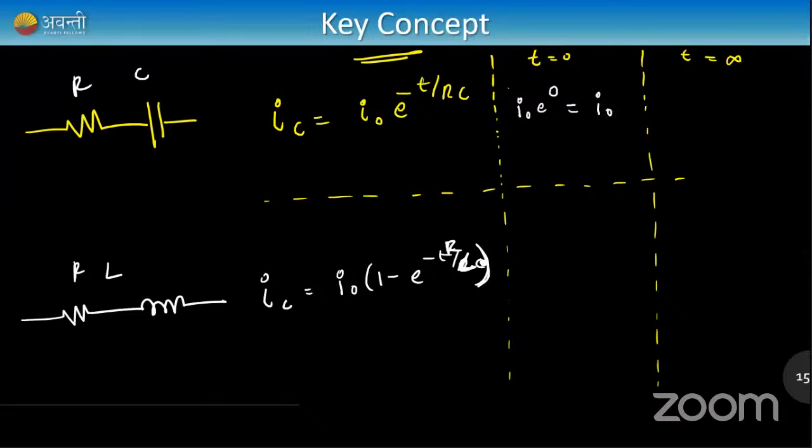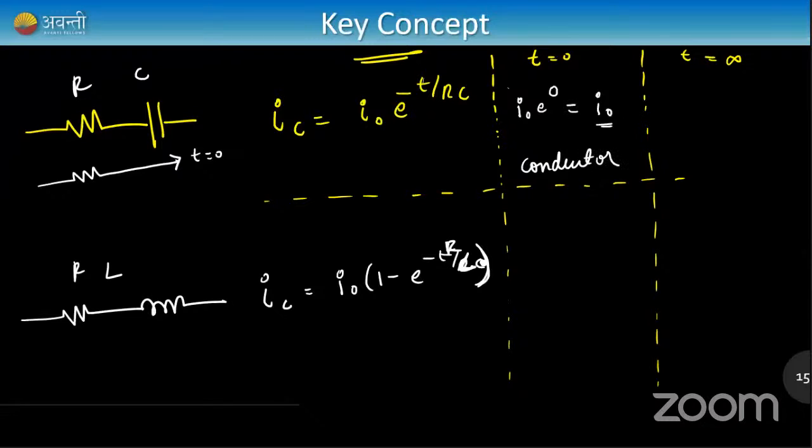At time t is equal to 0, the maximum current is passing through it. So the capacitor doesn't provide any resistance. The current will directly flow into the circuit. At time t is equal to 0, the capacitor behaves as a conductor. It will just pass all the current.